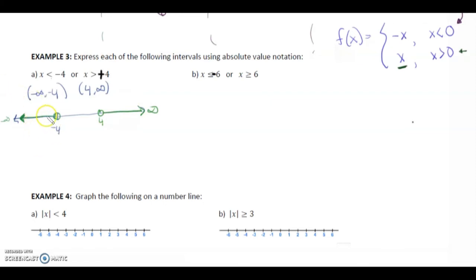So if we want to express this more simply as an absolute value, we would say the absolute value of x is greater than 4. So what this actually means is any number that we plug in here, any of these numbers that would satisfy these two inequalities, would also satisfy this one. This is what x could equal, and then it would be greater than 4.